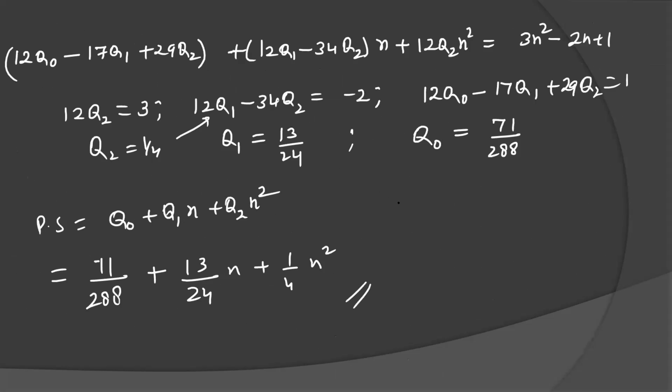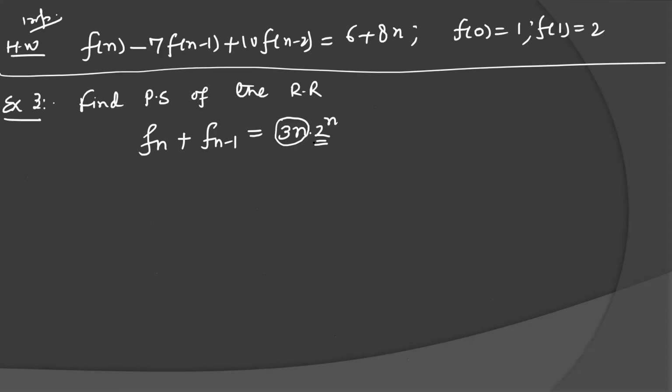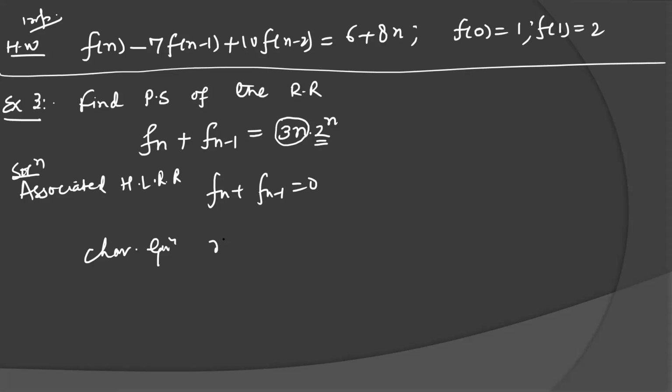Only, it can be case 2 or case 3 also, but we have to check is 2 a root of the characteristic equation or not. So see the characteristic equation firstly. The associated homogeneous linear recurrence relation is fn plus fn minus 1 equal to 0, and its characteristic equation will be r plus 1 equal to 0. You can check it. So r equal to minus 1.